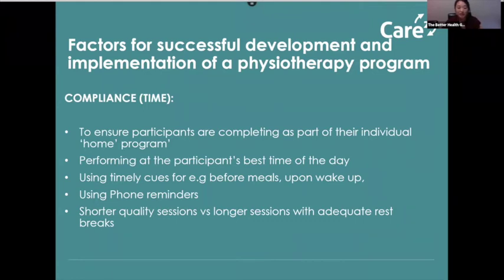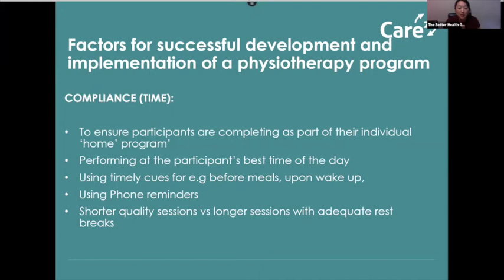The last thing we want is for a participant to be completing the program or exercises when they're already in a lot of pain, because then they will most likely be in significant amounts of pain and will probably need longer to recover from that as well.